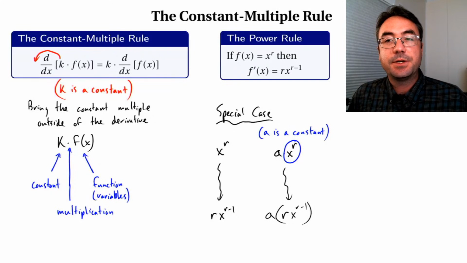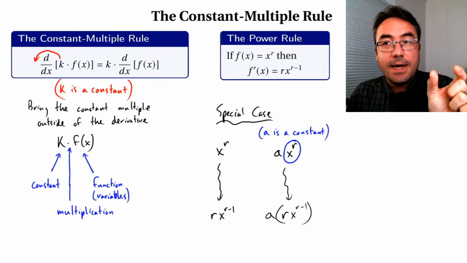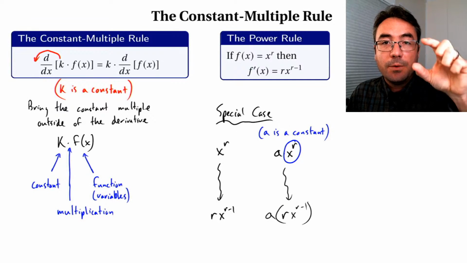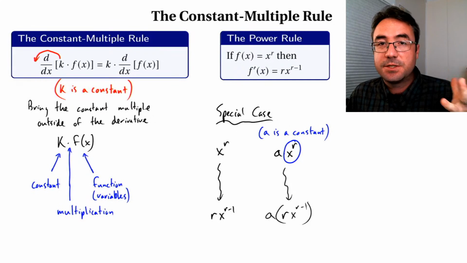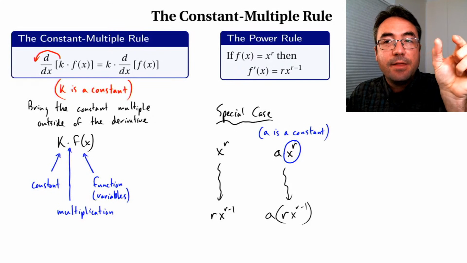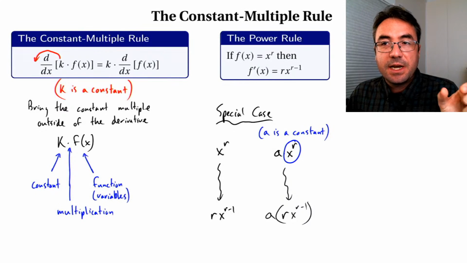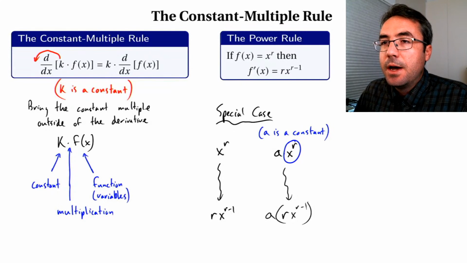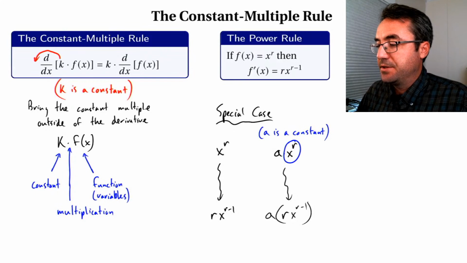So this is really a special case where we have a constant multiple times a power function. How does it work? Well, we differentiate the power function just like we would with the power rule, and then the constant multiple just stays in front. It doesn't do anything. It just stays there unchanged. So let's see some examples of this.